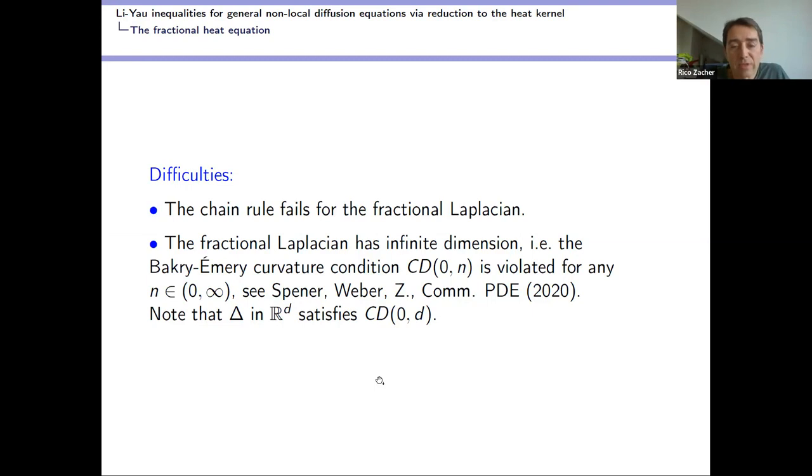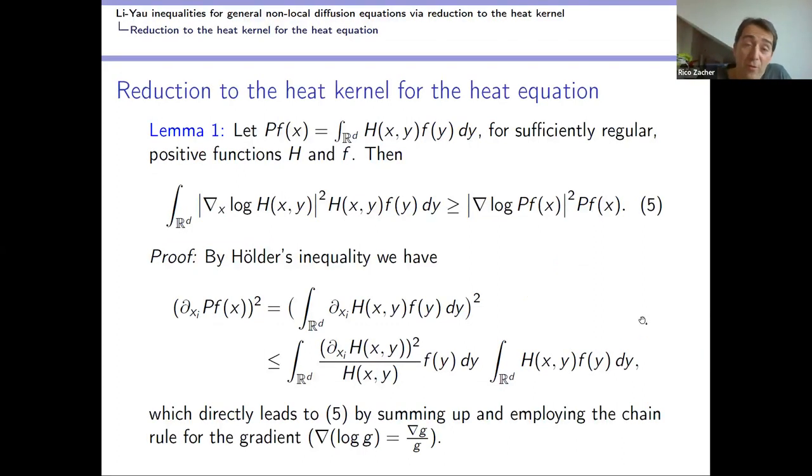Now, for global solutions, there's also another technique which is based on a so-called reduction to heat kernel principle. So let me explain this again for the heat equation. The key ingredient here is the following inequality, formulated here as Lemma 1. Here we consider a function Pf, which is expressed in terms of such an integral, where we have a positive function f integrated against a positive kernel h. Now you can think of the heat kernel for fixed time.